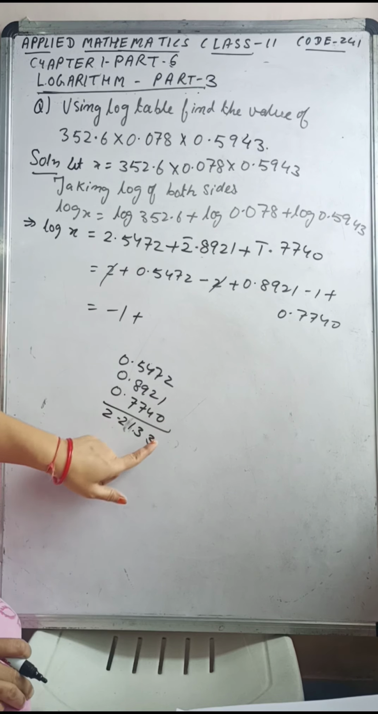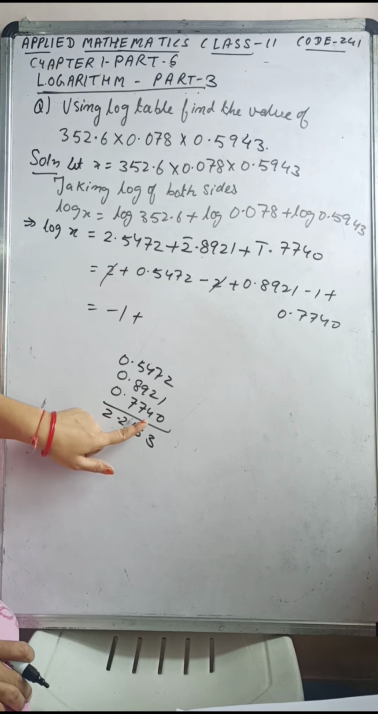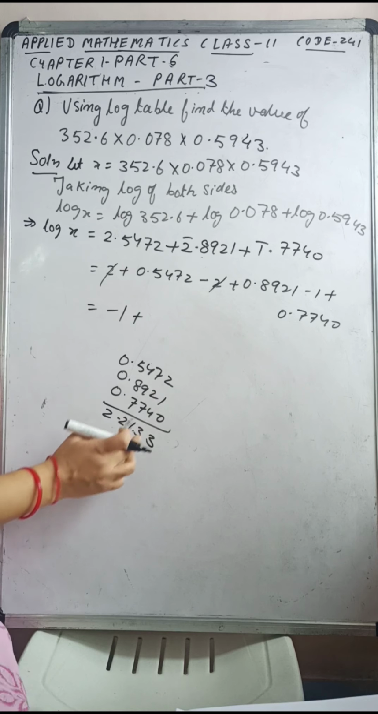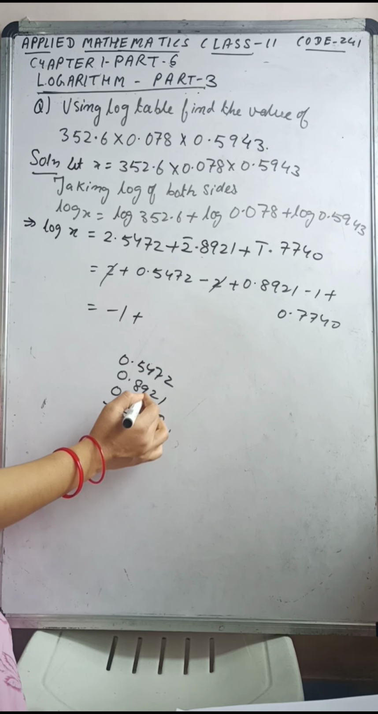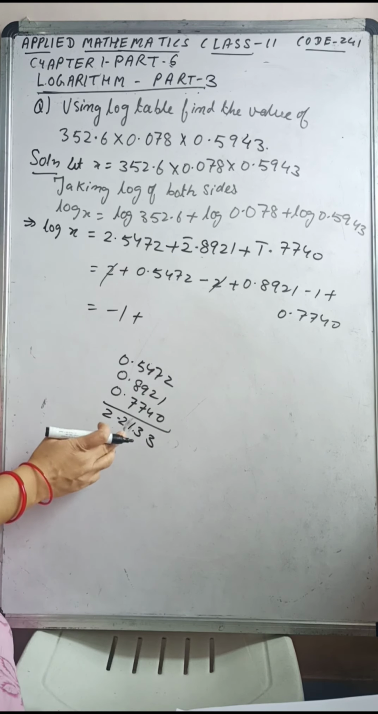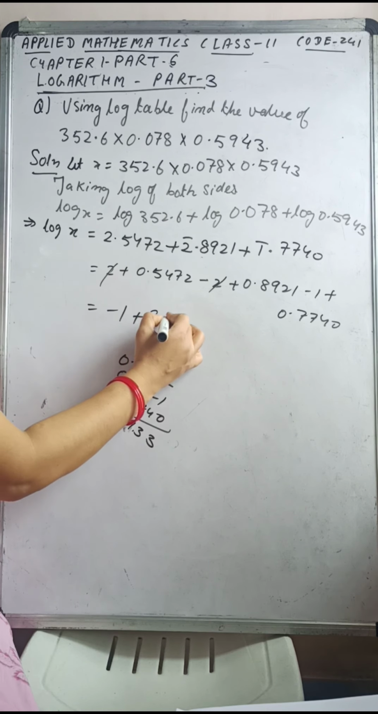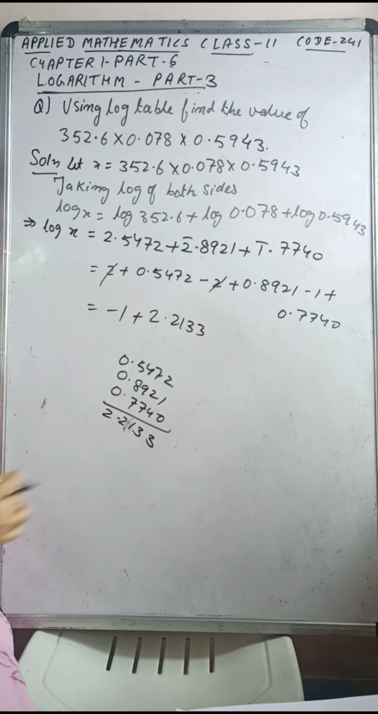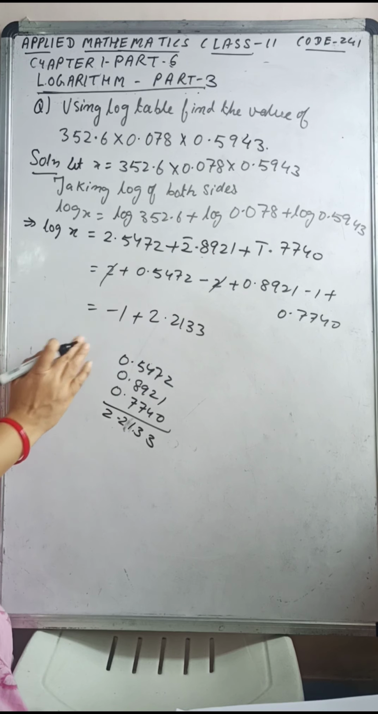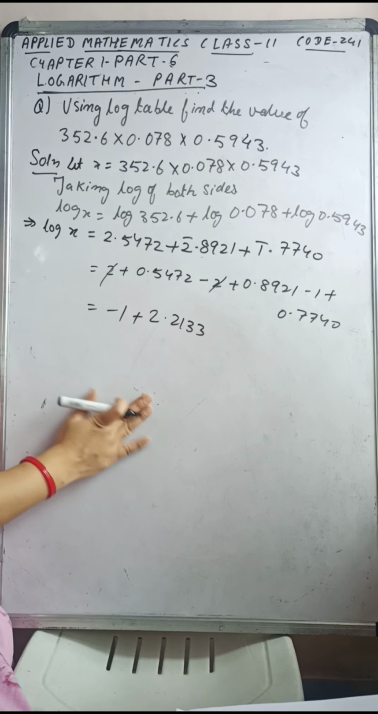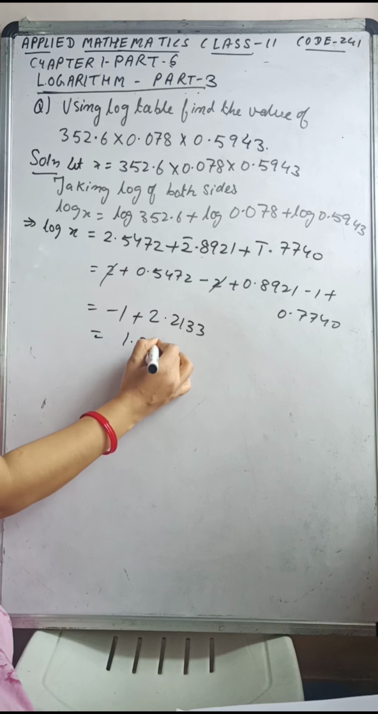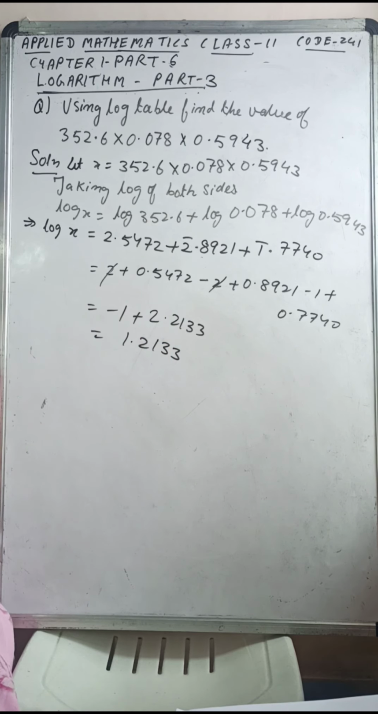Okay, let us check it once. 2 1 3, then 7 and 4 is 11, 2 13, carry 1, so 10 17, 17 and 4 is 21, carry 2, 10 17, 17 5 is 22. So this one is correct. So this is 2.2133. Okay, so now we have to add this minus 1 plus 2.2133. So obviously this will be 1.2133. 2 minus 1 is 1, considering this as the positive part.